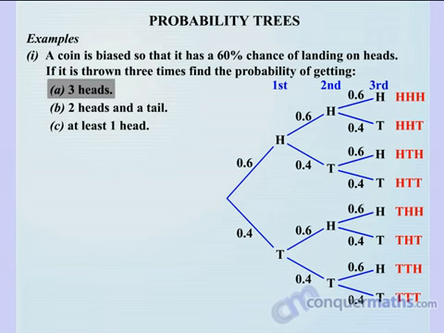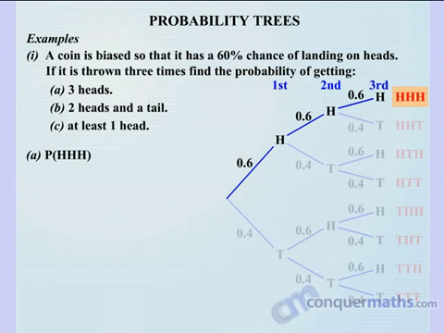Okay, now, we've got to find the probability of getting 3 heads. So, in other words, probability of a head, head, and head. So that's where it occurs. Okay, let's see what's happening leading up to that result. Along those branches, 0.6, 0.6, and 0.6 again. We multiply the branches together. So we're going to get that, and that works out to be 0.216.